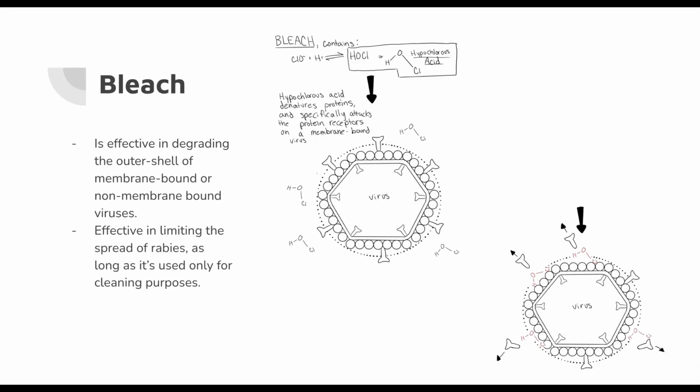Lastly, we've got bleach. And so bleach functions just a little bit differently than soaps and sanitizers. And what it does basically is it does degrade the outer shell of a virus, but it does so by attacking protein receptors. So would it be effective in limiting the spread of rabies? I would say yes, as long as it doesn't really come into contact with skin or anything like that. As long as it's just used for purely cleaning purposes. So wiping down flat surfaces with the virus on it.